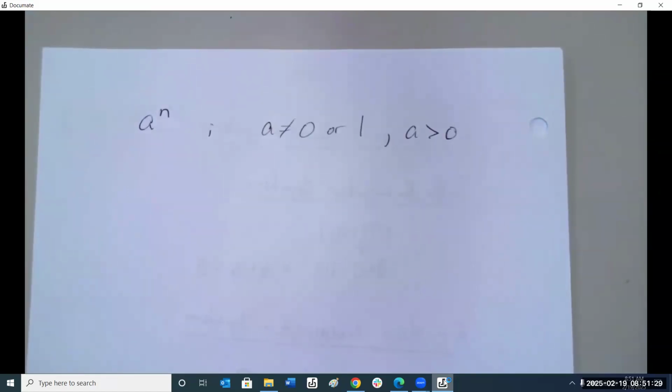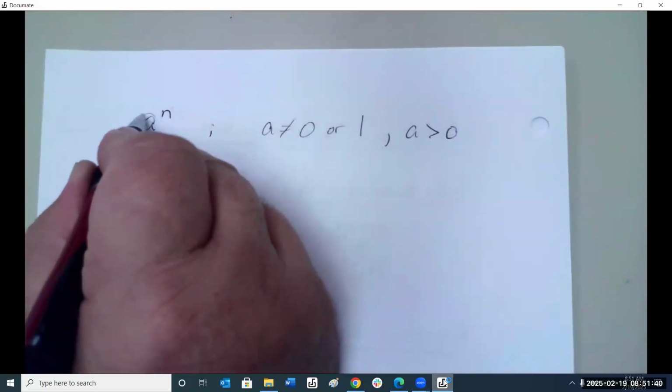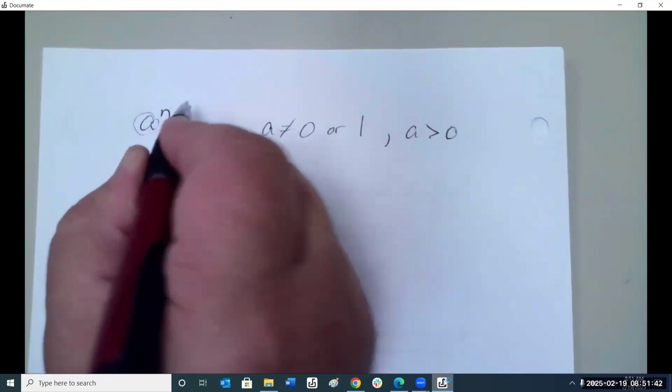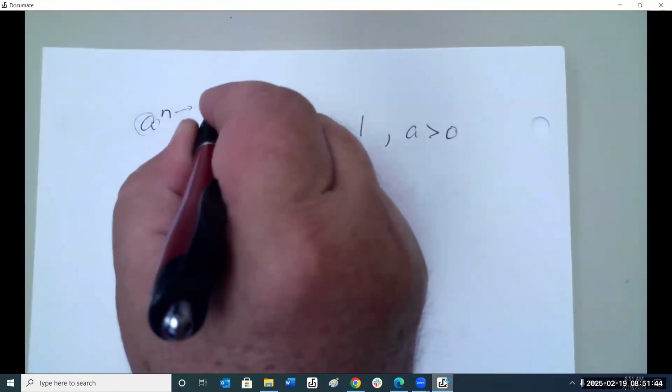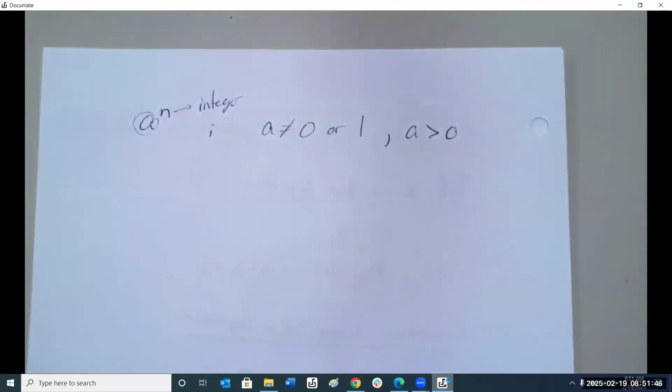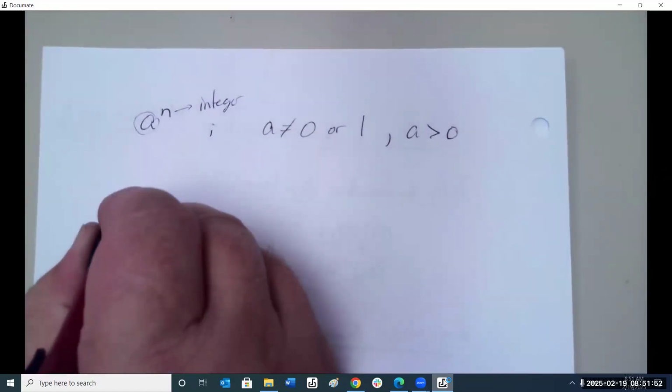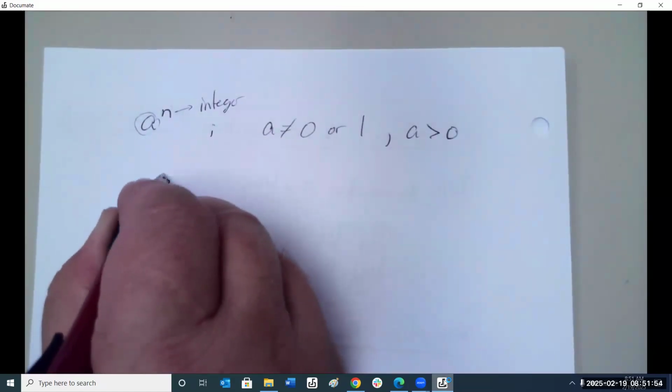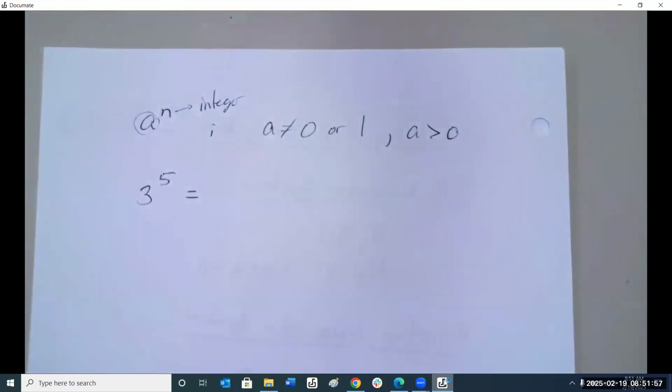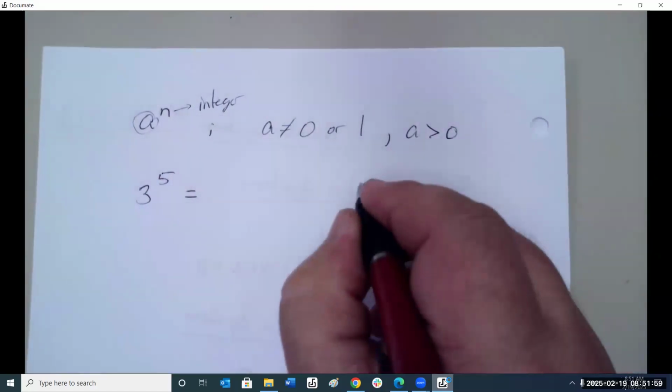What is this called? And what does it represent? Well, yes, all expressions, but more so, A is a number. N is an integer. At this point, we'll only keep it as numbers, whole numbers. So if I had 3, these are called exponents.